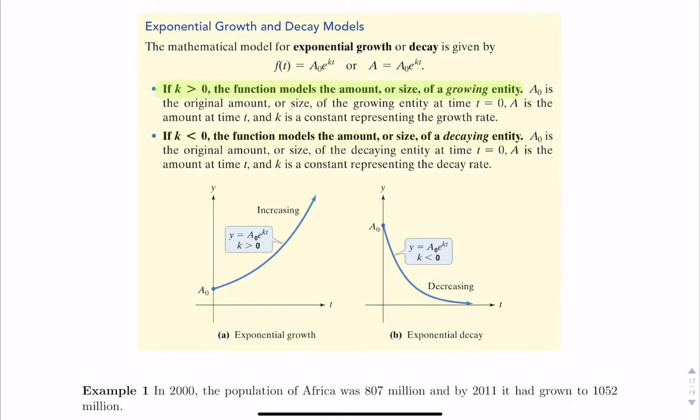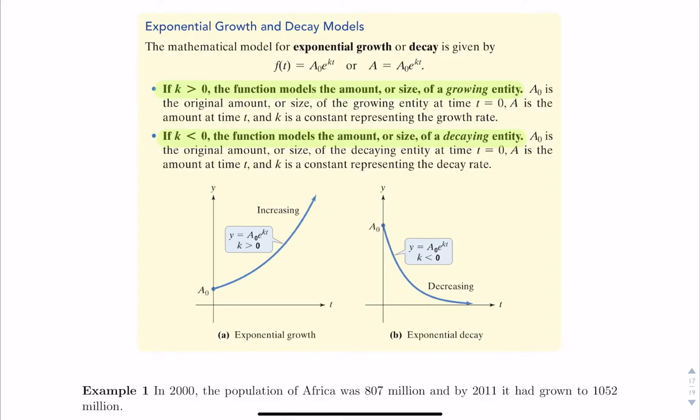If k is less than 0, the function models the amount or size of a decaying entity. A naught is still the original amount or size of the decaying entity at time equals 0. A is the amount at time t, and k is a constant representing the decay rate. You can see what the two graphs would look like. Increasing has a positive looking slope, and decreasing looks like it has a negative slope. So exponential growth and exponential decay.